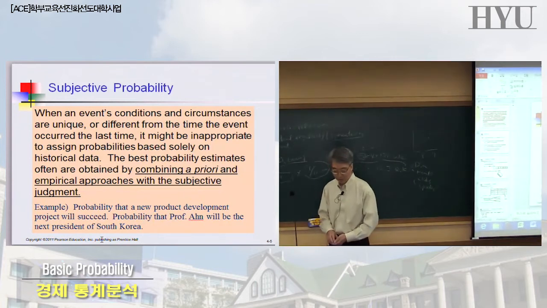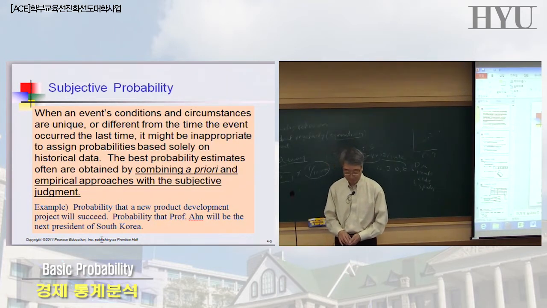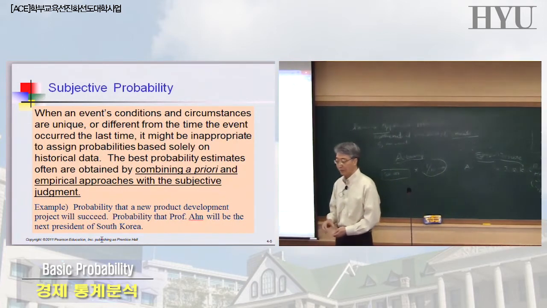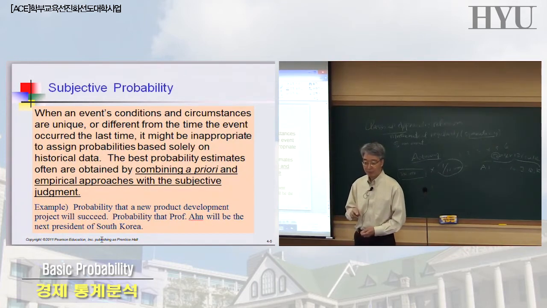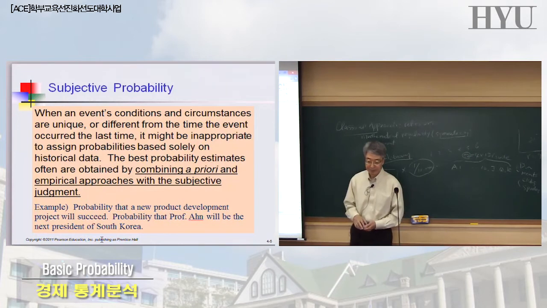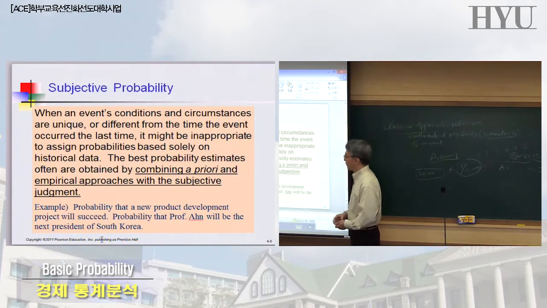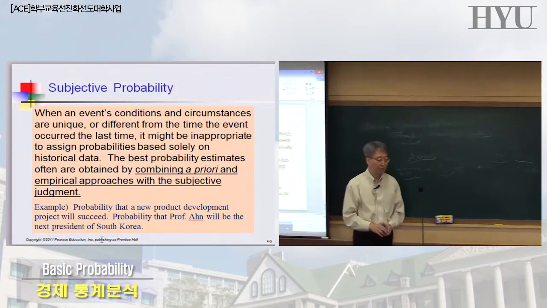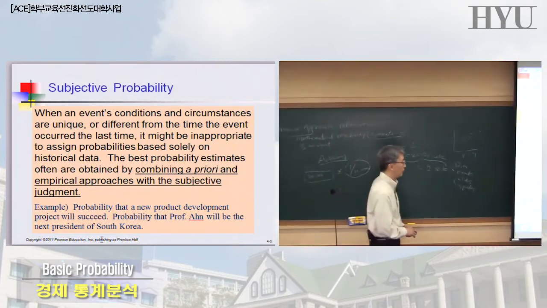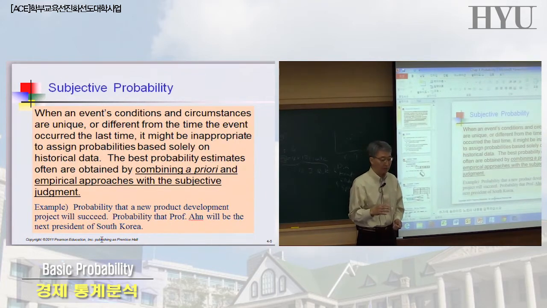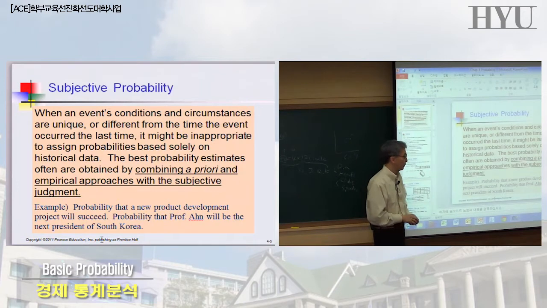The last approach is called the subjective approach. This is the case where we cannot apply the first two approaches, neither the a priori approach nor the empirical approach, because this particular event's conditions and circumstances are unique. It never happened before. We never had the same situation before. It's a first-time event. Or there have been some similar events before, but not exactly the same. At this time, some conditions are different.